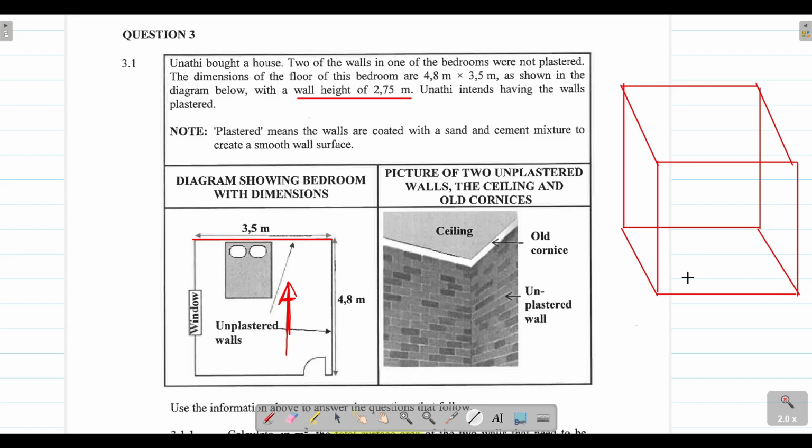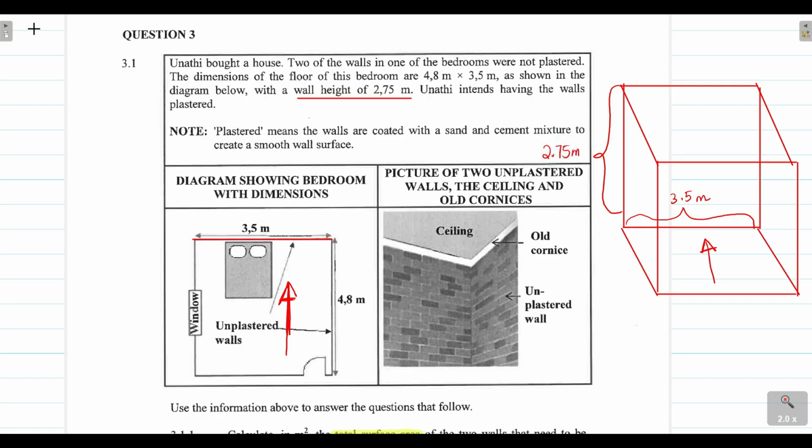We are currently inside this room. Just picture yourself inside this room looking at this particular wall. We are given that the distance from there to there is 3.5 meters. Do you guys agree? And what else do you see while standing inside this room? You also see the height of this room. What was given as the wall height? The wall height is given as 2.75 meters.